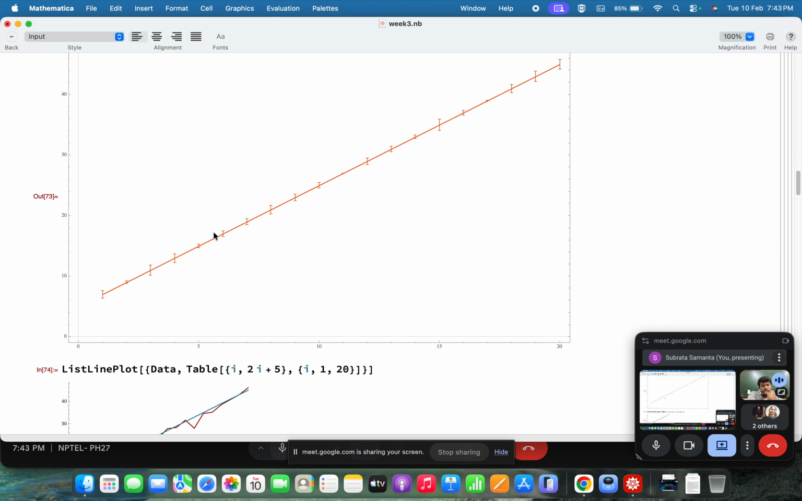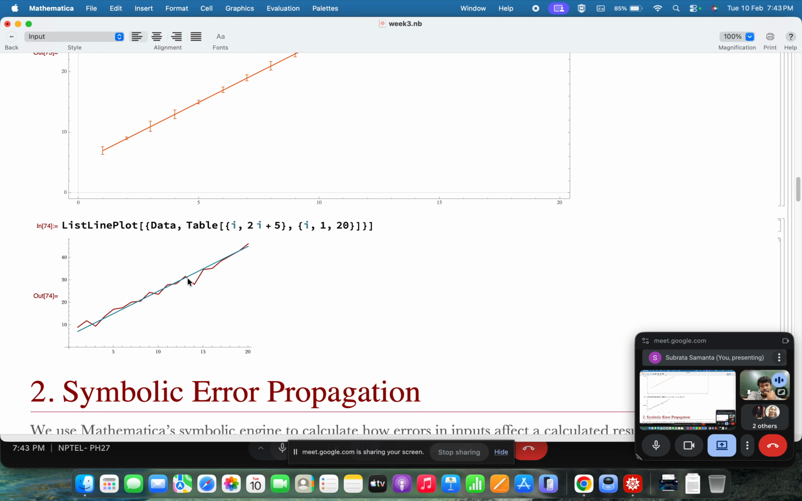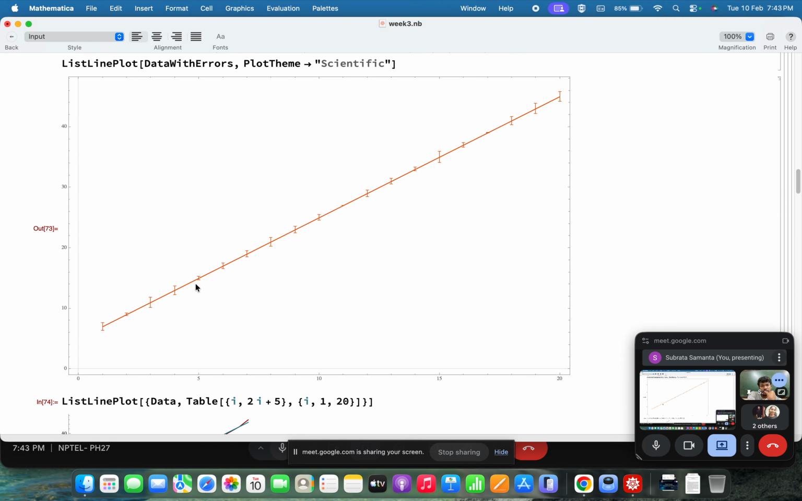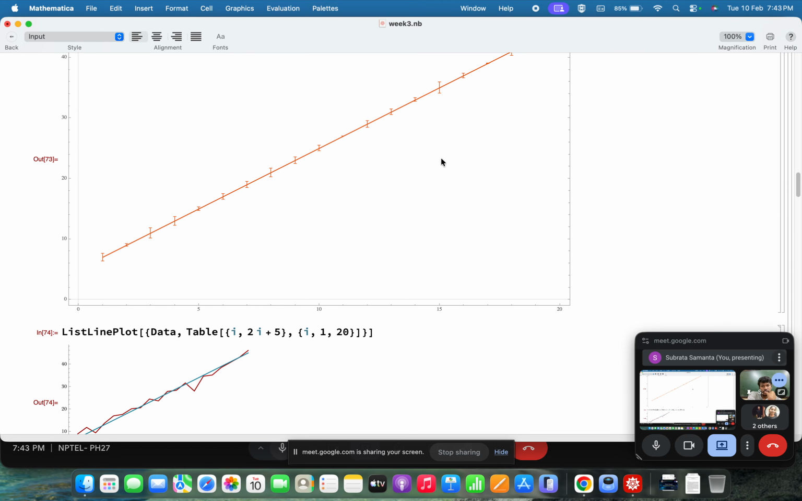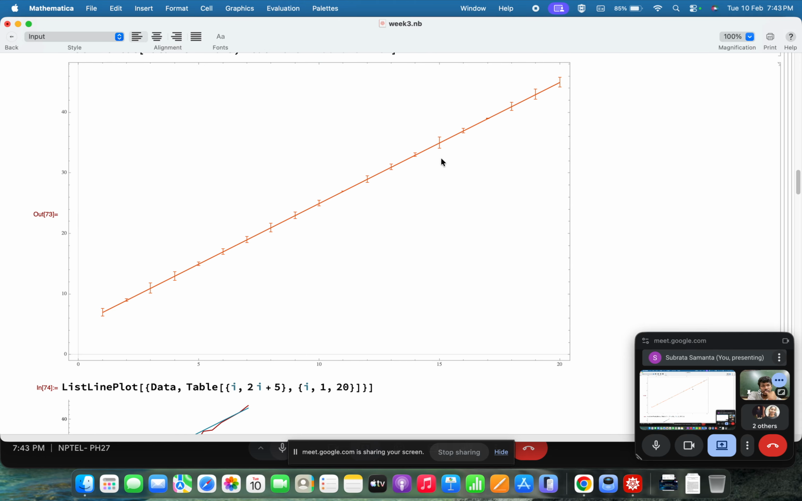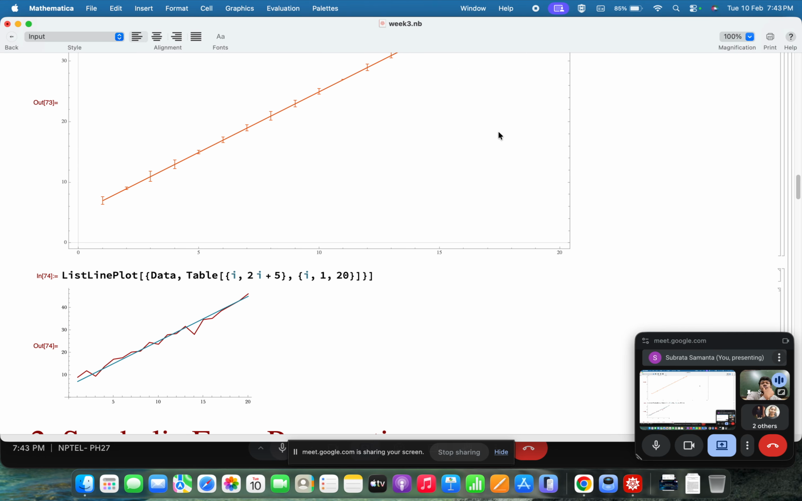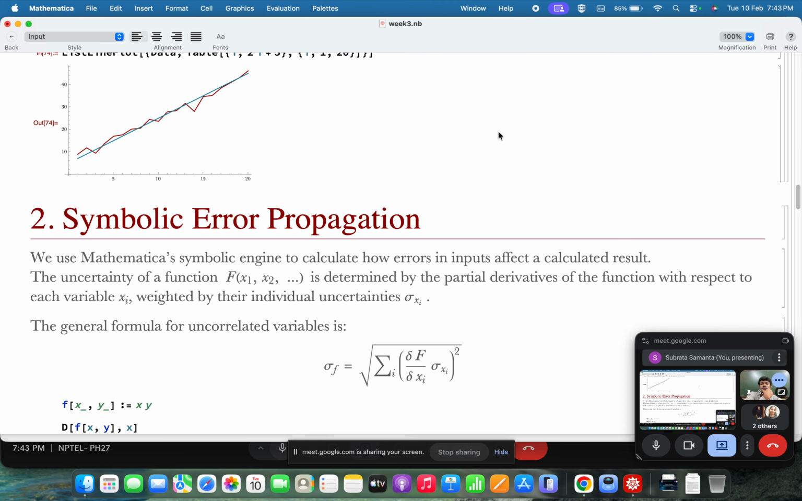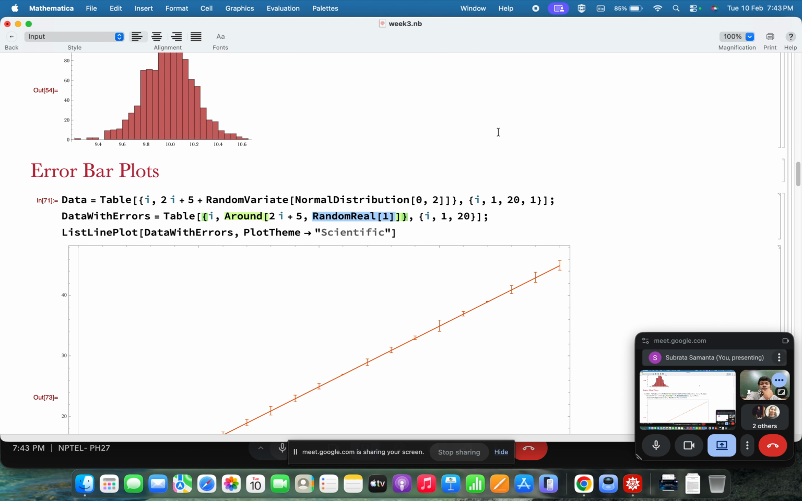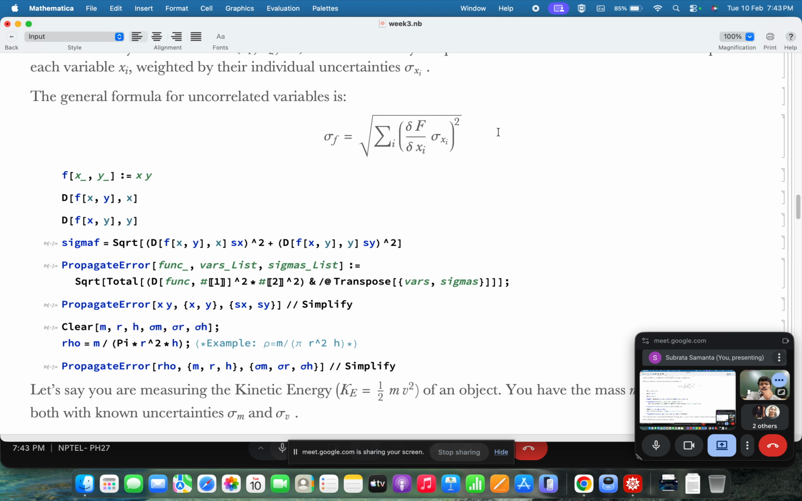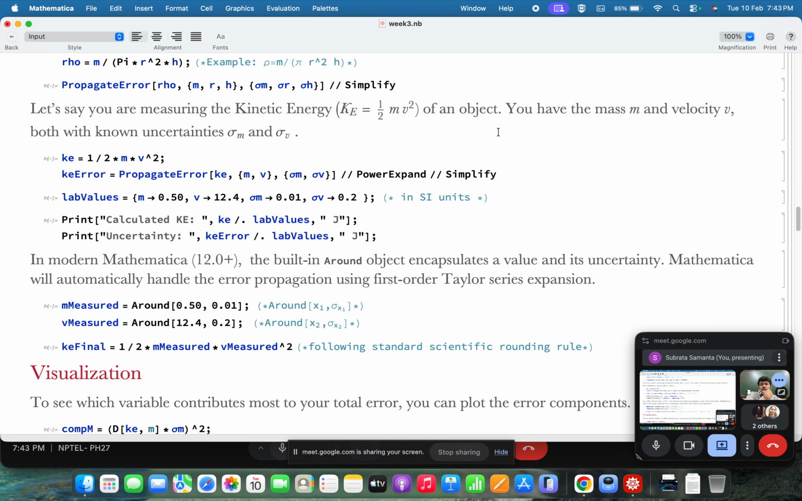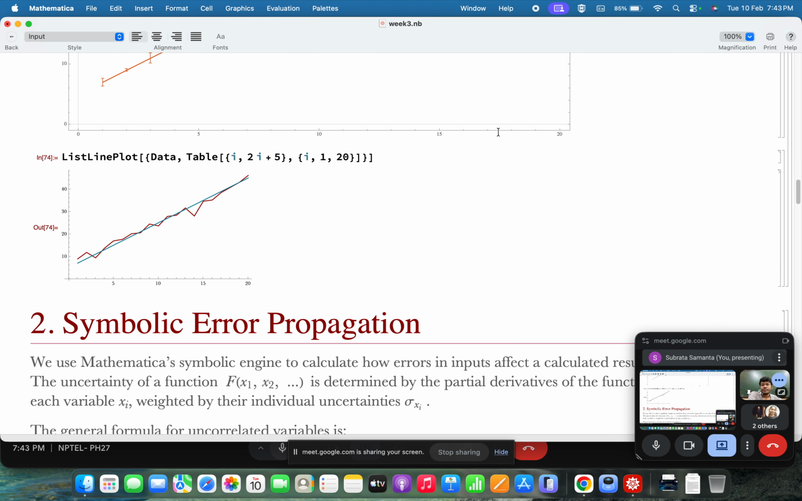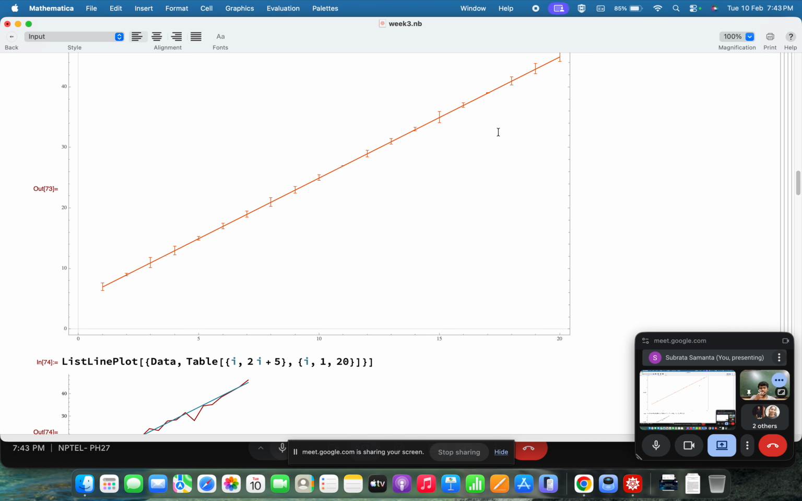In this way you can cross check that around 15 the error is large. Here too, around 15 the error is large, and then it is small, but here it is large. Any questions so far?